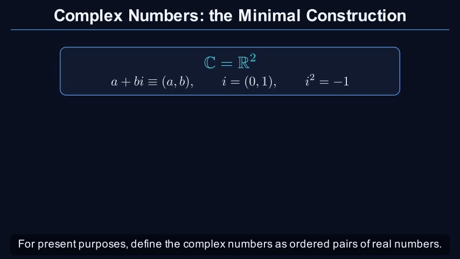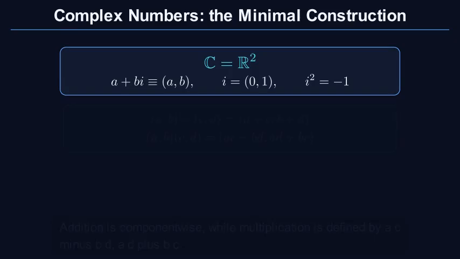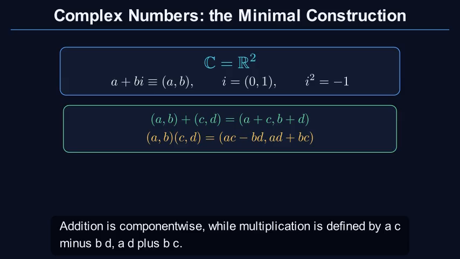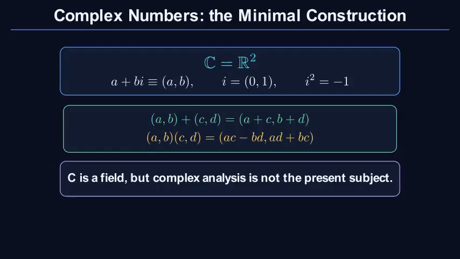For present purposes, define the complex numbers as ordered pairs of real numbers. Write the pair a, b as a plus bi, where i is 0, 1 and satisfies i squared equals -1. Addition is component-wise, while multiplication is defined by ac minus bd, ad plus bc. These operations make C a field containing a copy of the real numbers. Complex analysis will demand much more, but not from this video.